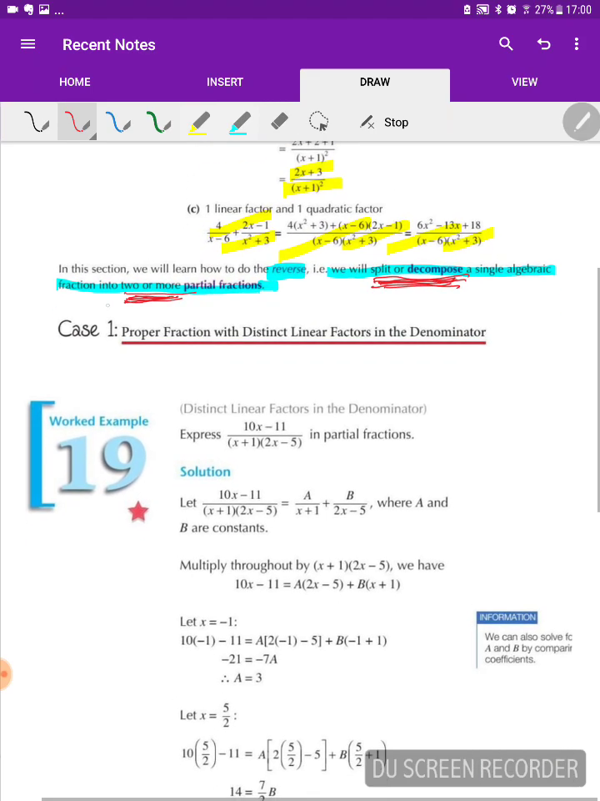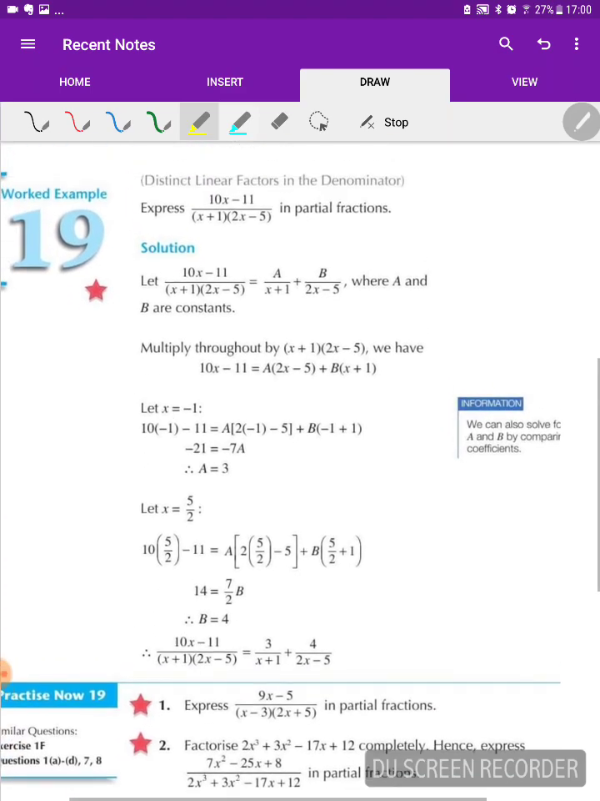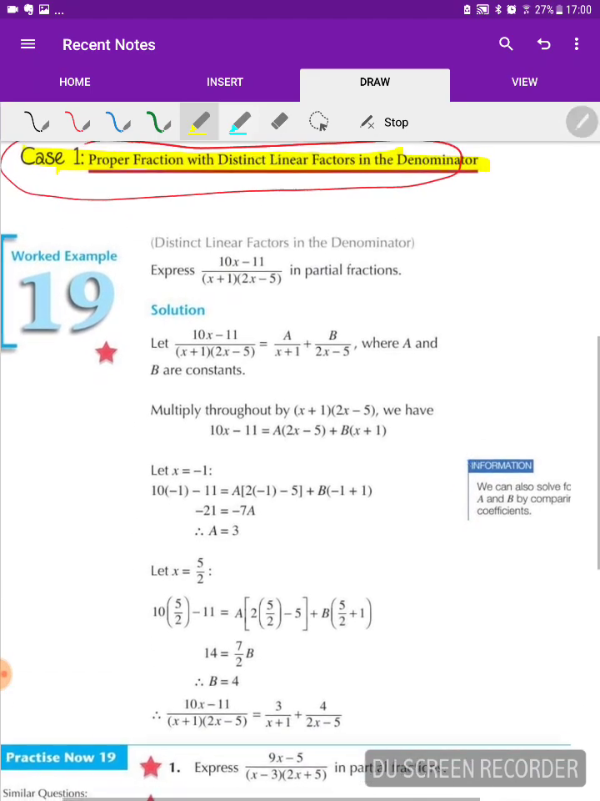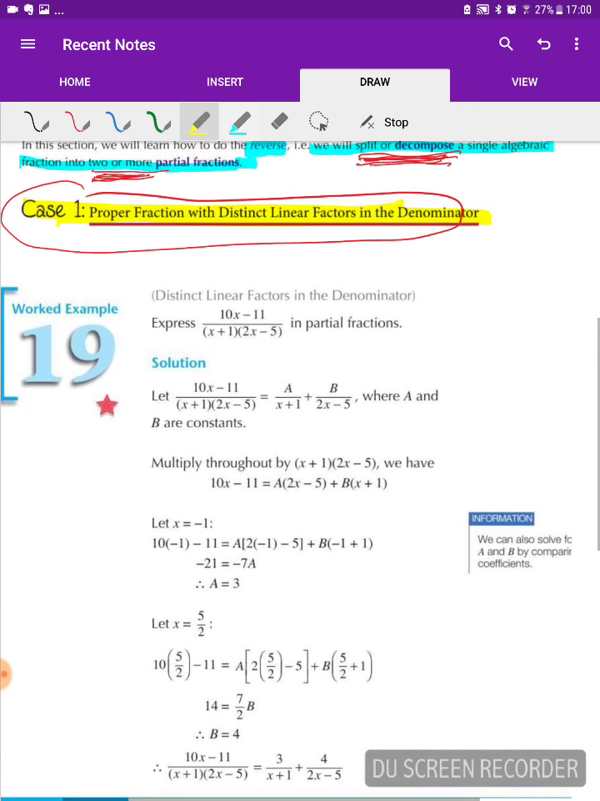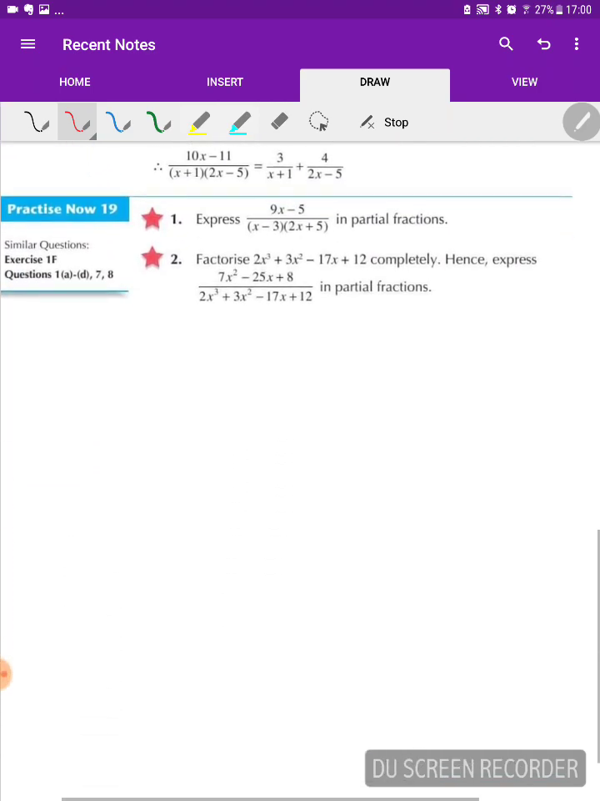So we're going to look at the first case. Okay, copy this in your exercise book. Case number 1. You need to highlight this. Very important. Super important. You can look at example 19 as well. The first case is proper fraction with distinct linear factors. Distinct means different, not the same.